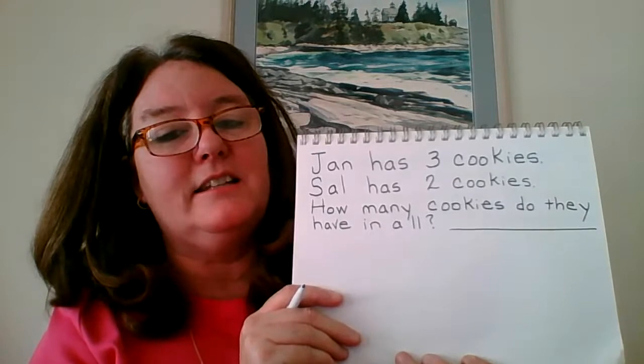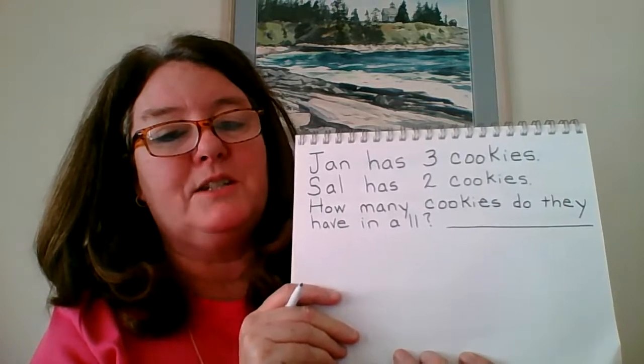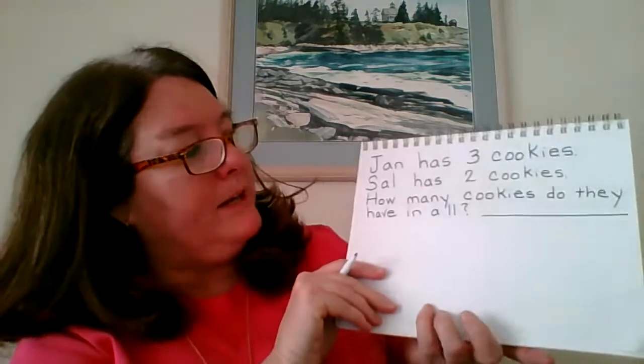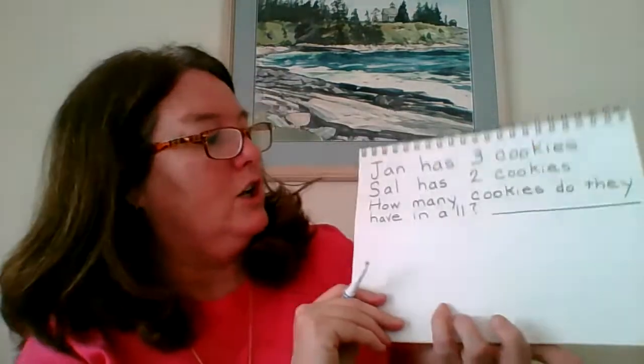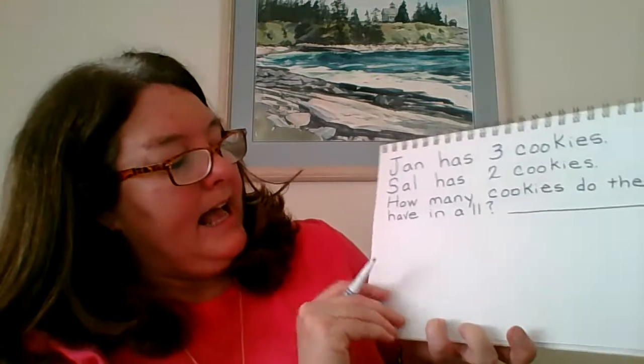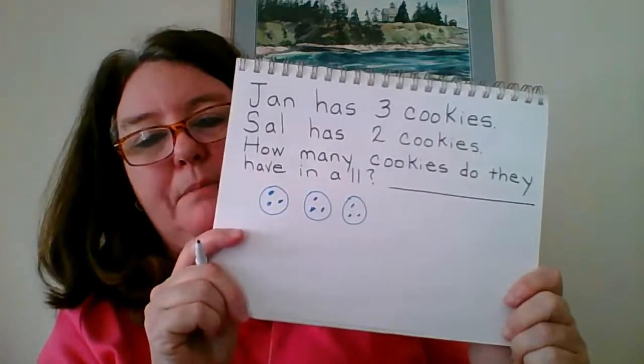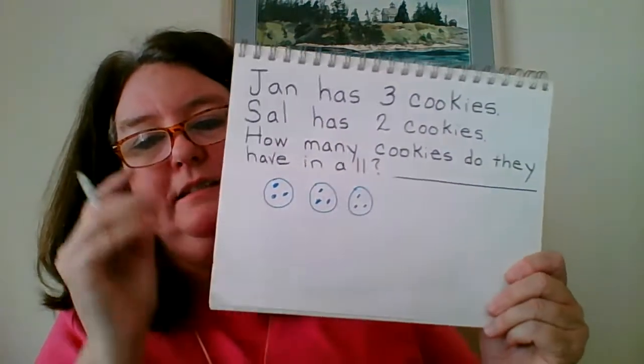I need to find out how many cookies Jan and Sal have all together. That's sounding like addition to me when I put two groups together. But let's draw a picture first. This story is about cookies, so I'm going to draw cookies. Jan has 3 cookies. I better draw her 3 cookies. Go ahead and draw 3 cookies for Jan. I'm going to put some dots for chocolate chips because chocolate chips are my favorite. So Jan's going to have 3 chocolate chip cookies. There's my picture of Jan's cookies.